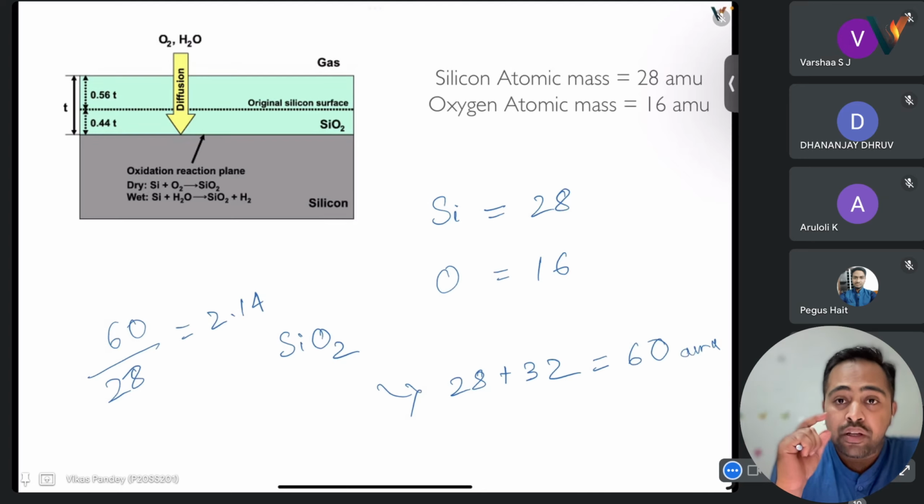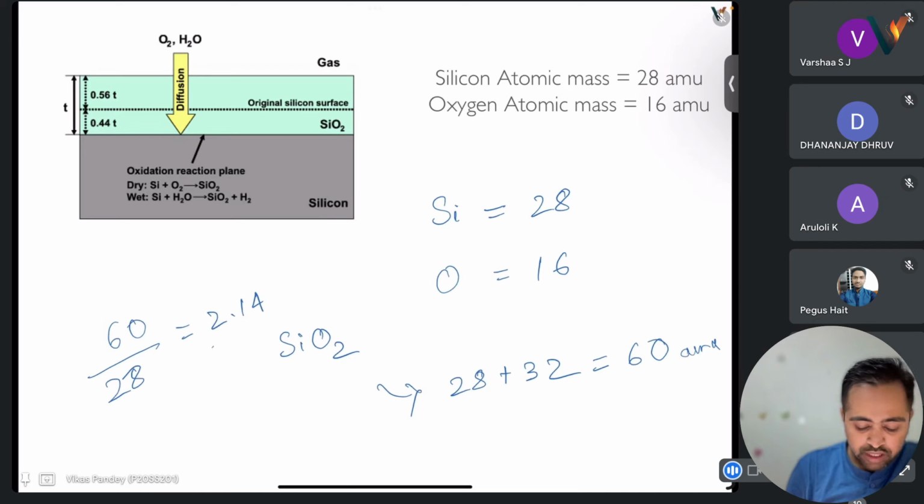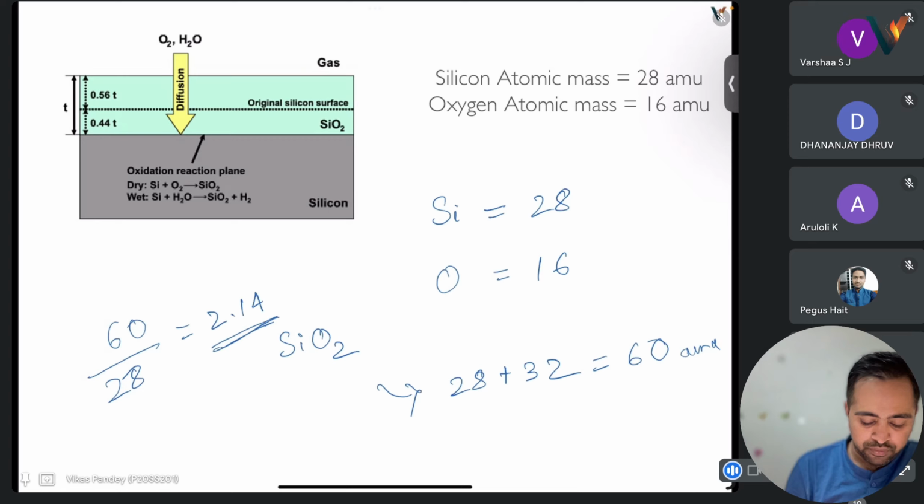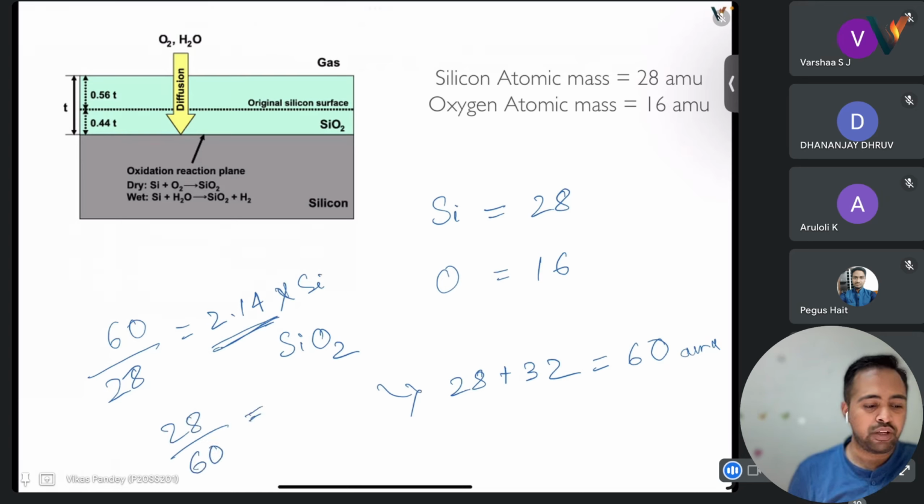2.14 times the consumed silicon will be the SiO2, right? So 2.14 times the silicon consumed. Now if we reverse it, 28 upon 60, we will get the value we are getting here, 0.46. Somewhere, even as given, it should be 0.46. More precisely, if we go by that, it will be 0.46.